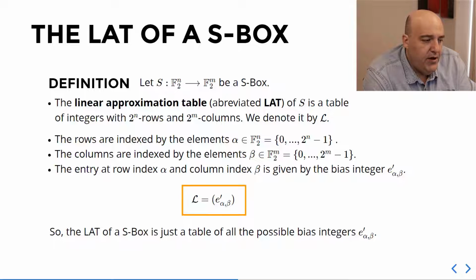The rows are going to be indexed by the elements alpha in F_2^n. Rows are horizontal, remember? The columns, which are vertical, are indexed by the elements beta in F_2^m. The entry at row index alpha and column index beta is just given by the bias integer E prime alpha beta. So script L is a table, and the entries in there are E prime alpha beta. And so roughly speaking, the LAT is just a table of all the possible bias integers.